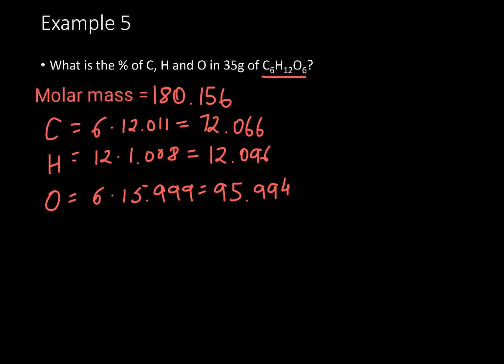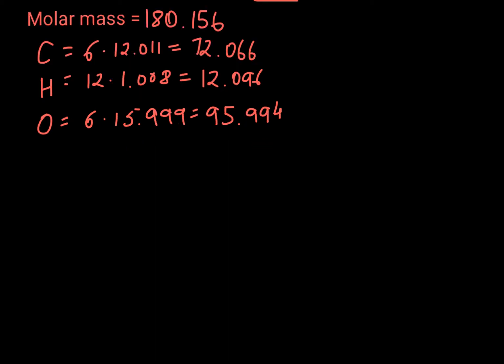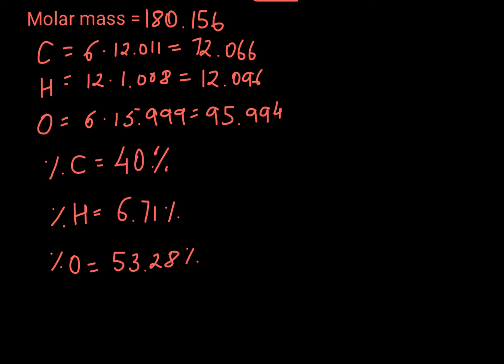After performing the 3 multiplications, you should have gotten these 3 answers: 72.066, 12.096, and 95.994 for carbon, hydrogen, and oxygen respectively. Now you gotta remember the process, which is we're going to find 3 different percentages. So you will have percentage of carbon, percentage of hydrogen, and percentage of oxygen. So this would be a good time for you to evaluate if you have understood the process. So what I want you to do is pause the video, figure out all 3 answers, and then hit play and check your answers. Alright, hopefully the 3 answers you got were 40% for carbon, 6.71% for hydrogen, and 53.28% for oxygen. You want to quickly do a check to see if you get the right answers. You add them up and see if they add up to 100 or close to 100.